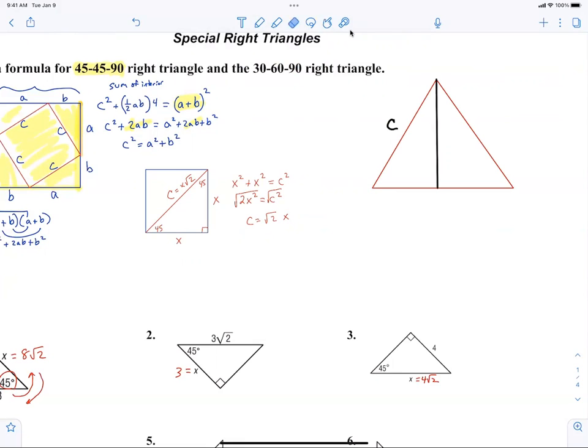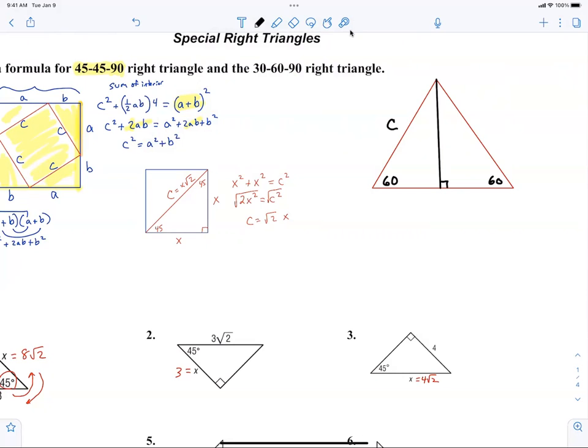What are the angle measures? 60. That's exactly correct. So 60, 60. Now, I'm not going to draw a 60 up top because I'm going to draw the altitude. And we learned this last semester that when you draw the altitude of an equilateral triangle, it bisects the angle.